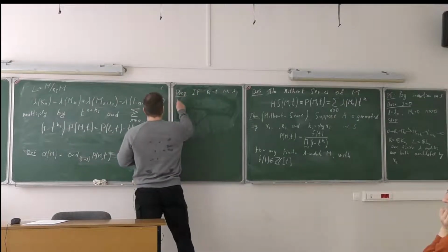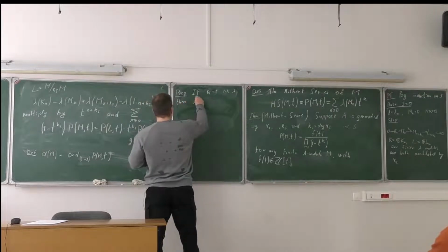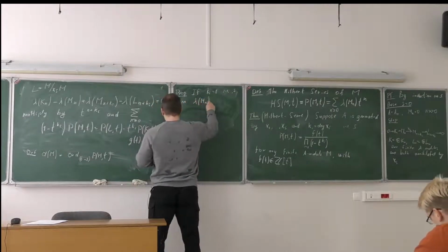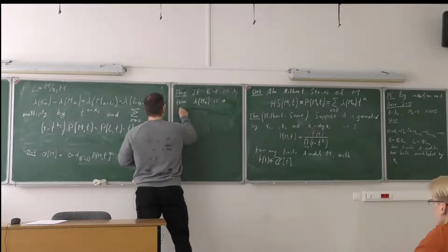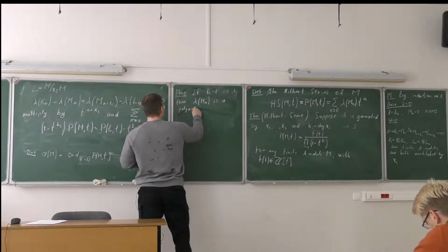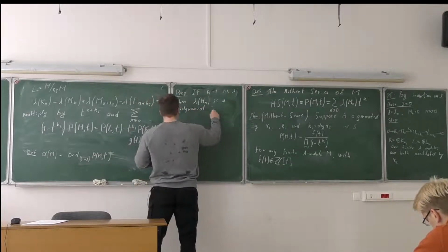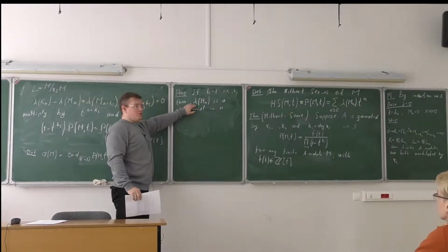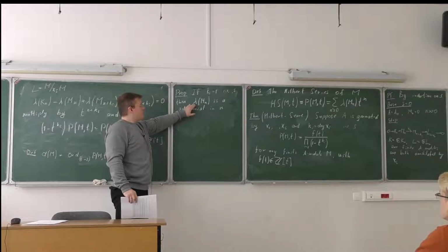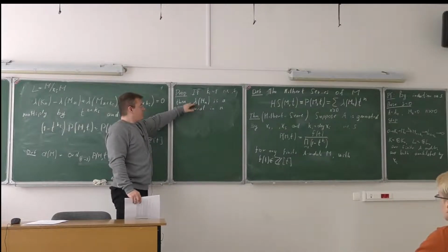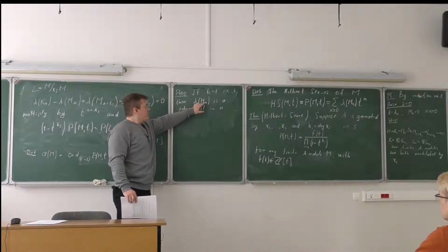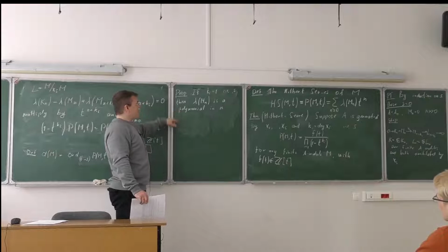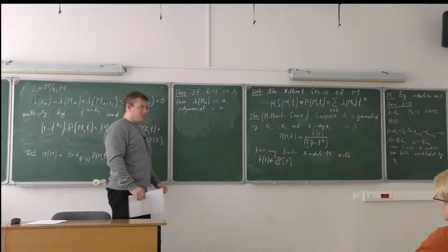Then lambda of mn is a polynomial in n. So we consider this as a function, and there is also a name for this. This is called the Hilbert function. So there's the Hilbert series, which is the generating series, and the Hilbert function, which is just a function from the integers n to the integers. And in this proposition, we're going to see that there is a Hilbert polynomial.